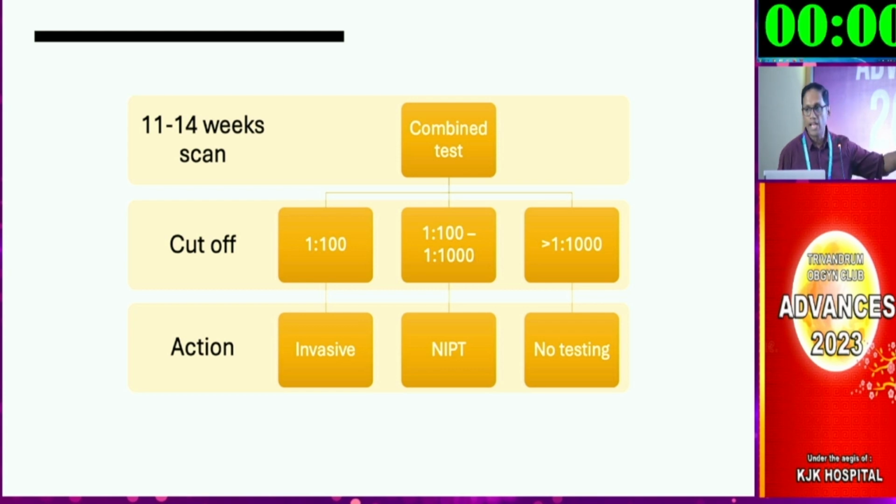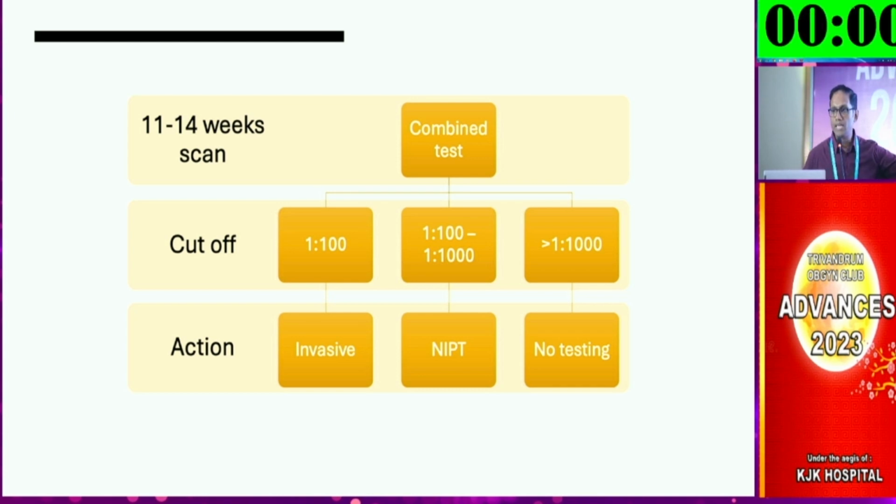Now, the advantage here is that by decreasing our cutoff from 1 in 250 to 1 in 100, what are we reducing? We are reducing unnecessary amniocentesis. At the same time, we are not compromising on our detection rate, because we are offering NIPT into that group. And by offering invasives into the 1 in 100 group, we are significantly increasing our detection rate, not just for Down syndrome, but for all those clinically significant aneuploidies.